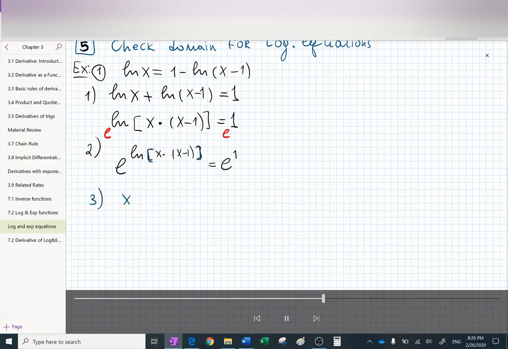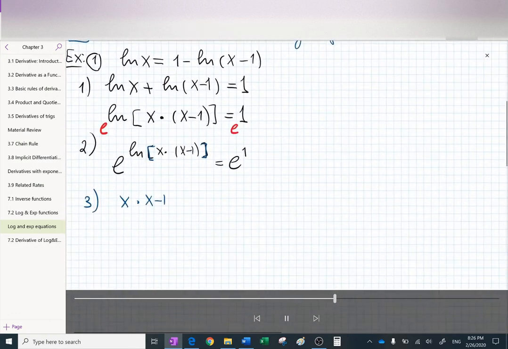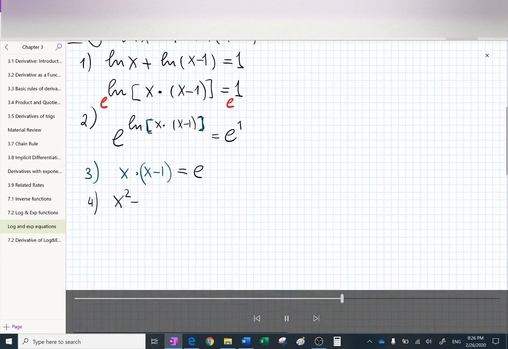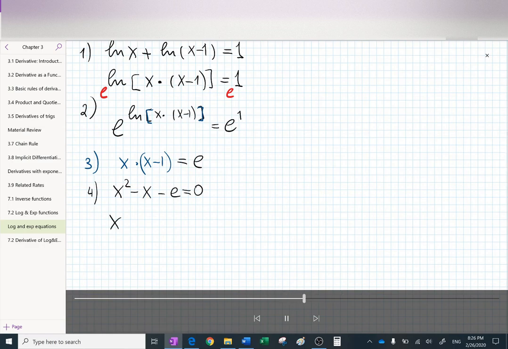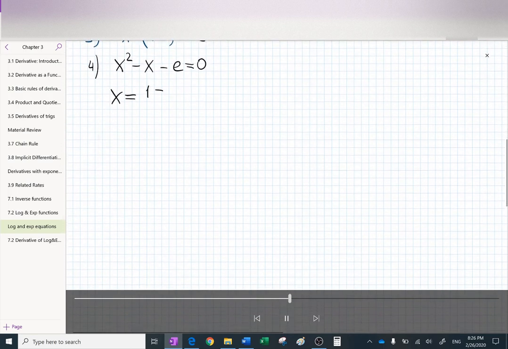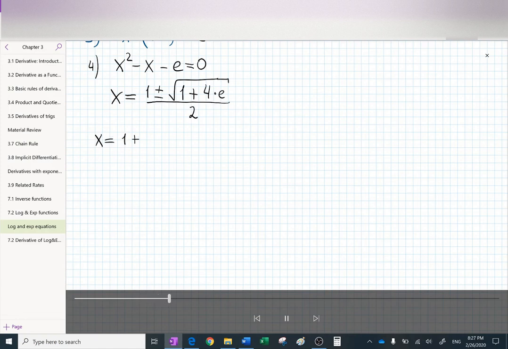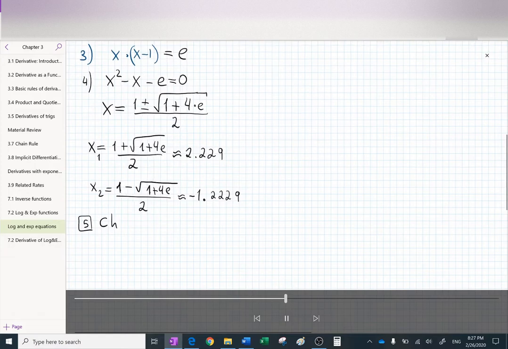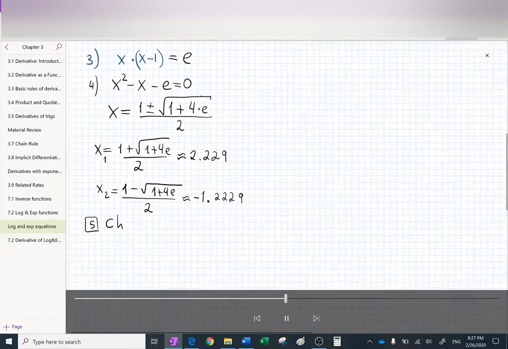E to the log gives you just the input. Input is whatever you see in the brackets. X times x minus 1 equals e to the 1. Now, this is a quadratic equation, x squared minus x minus e equals 0. Move everything to the left-hand side. And a quadratic equation has a solution, you know it. X equals 1 plus minus square root of 1 plus 4e all over 2. That gives you two solutions, 1 plus and 1 minus. Approximately 2.229 and approximately minus 1.229.